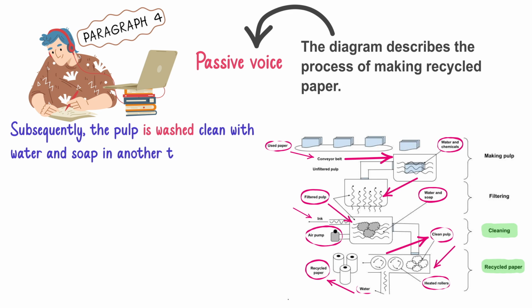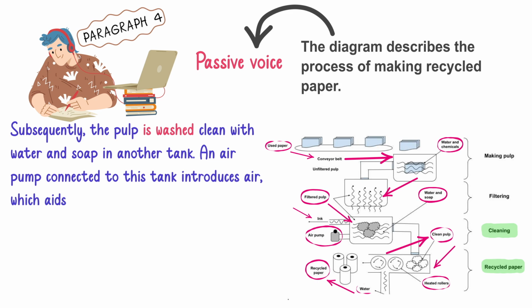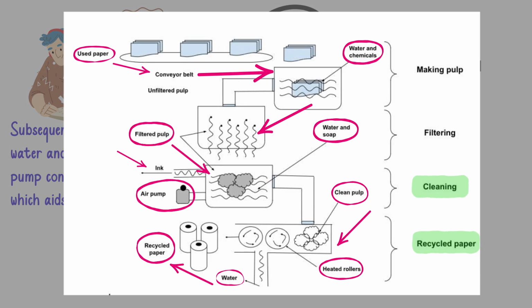In another tank, an air pump connected to this tank introduces air, which aids in the removal of ink. So as you can see in the picture here, the air pump is connected to the tank, and the air, which is pressured into the tank, helps the ink to be removed. All right. So this is what I said here.